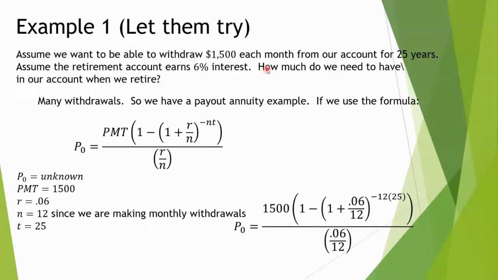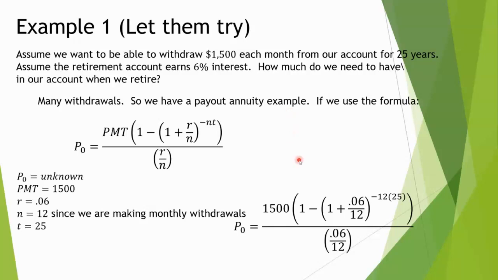And since we're taking out money each month, by assumption, our compounding frequency is equal to how often we're taking money out or making deposits. So we have N equals 12, since we're making monthly withdrawals. And T is 25 years. So altogether, our formula becomes this. That's what our formula becomes.